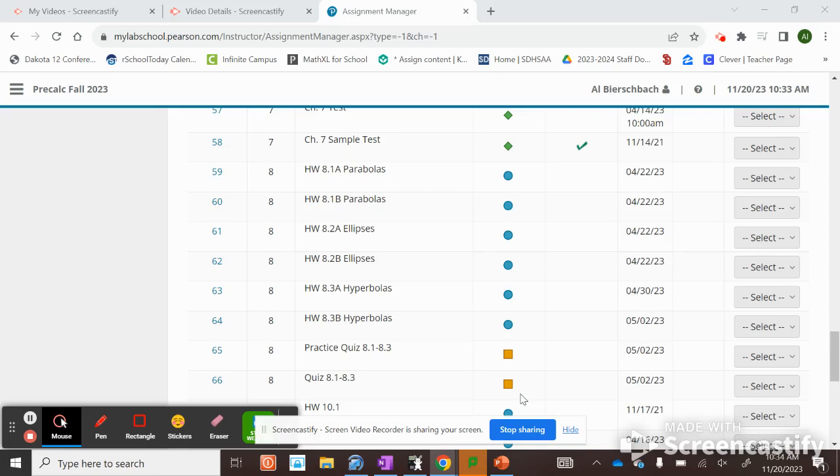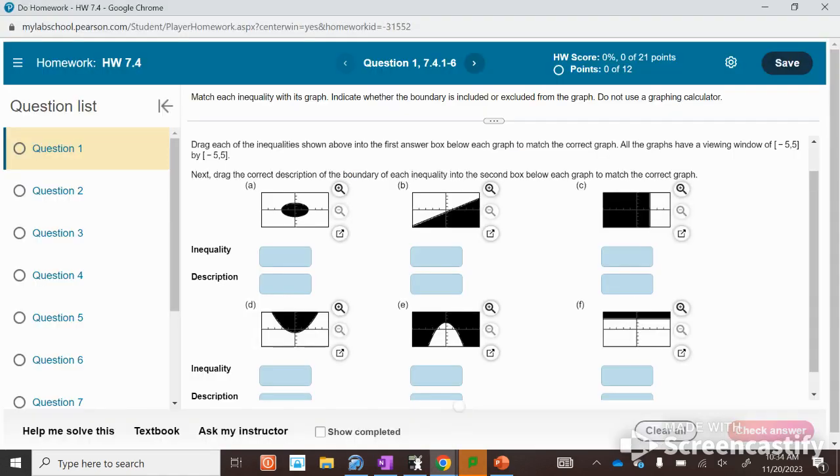To do it on kind of paper type of thing. So here we go. Hide. Okay, so let's look at this.